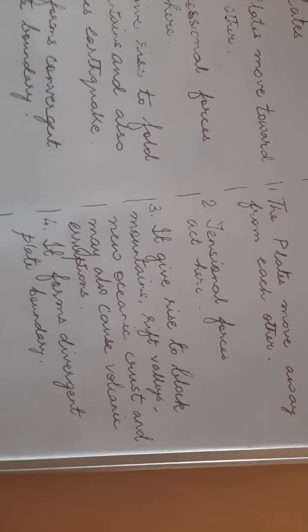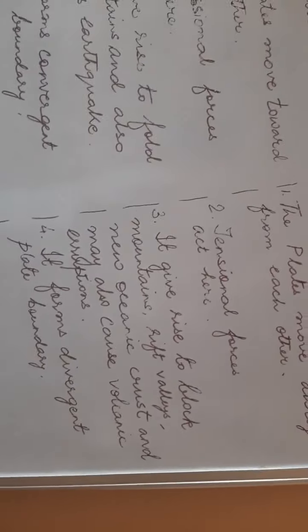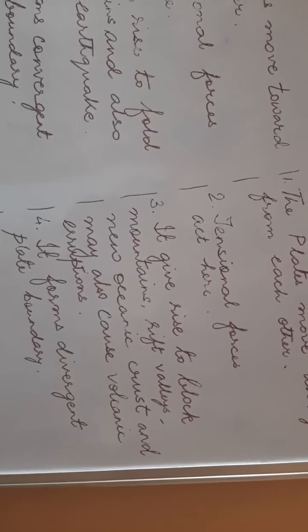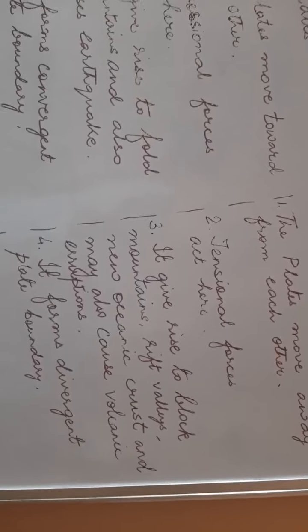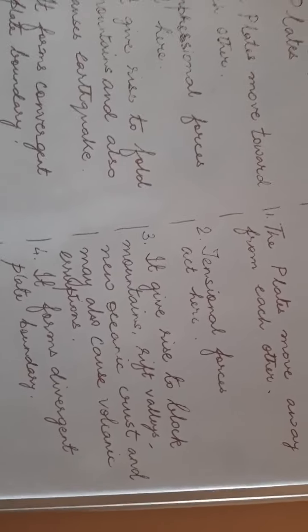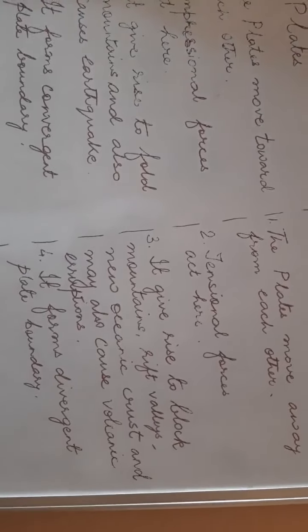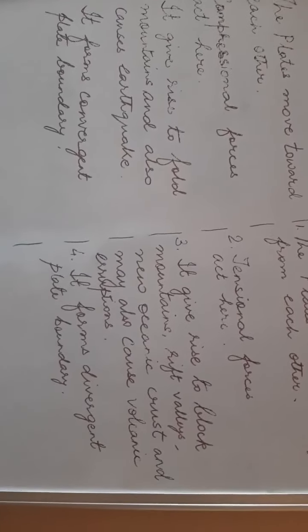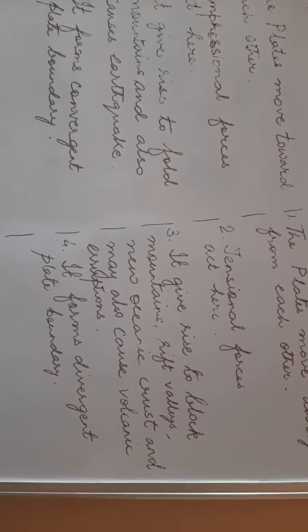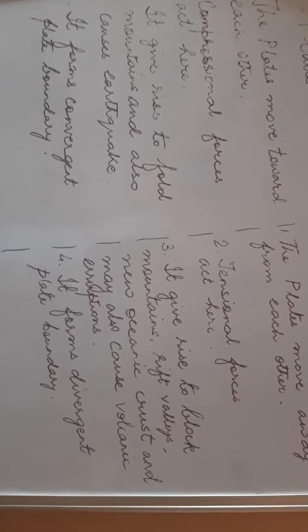And on this side, it gives rise to block mountains, rift valleys, new oceanic crust, and may also cause volcanic eruption. Now children, a block mountain is formed due to faulting. You have already heard the word fault, because when Benti madam was teaching you, she showed you how a fault occurs. I have also told you before that generally a fault occurs when a crack occurs in the crust and the side which is weaker subsides down.